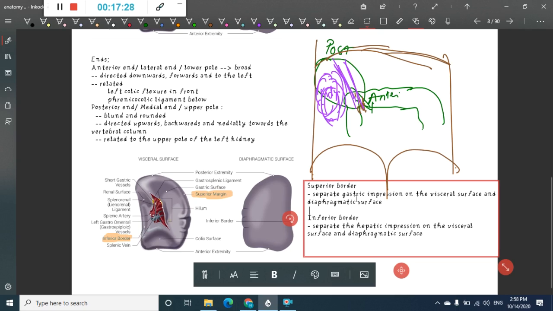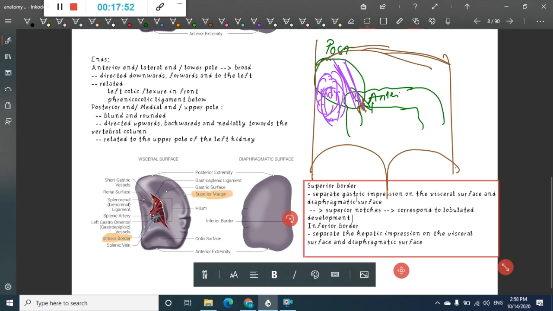And in the superior border, one more thing which you have to remember is that superior notches are present, which correspond to the fusion of separate, that is, correspond to lobular development, that the spleen is developed in lobules, not in one whole bunch. So that is the superior border and inferior border which you see.